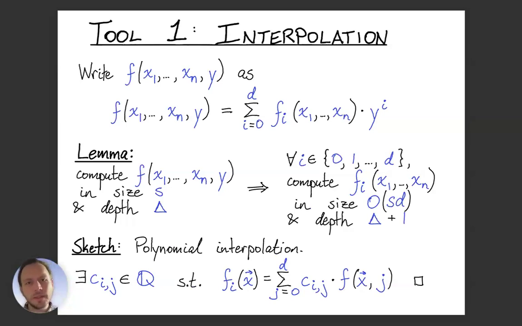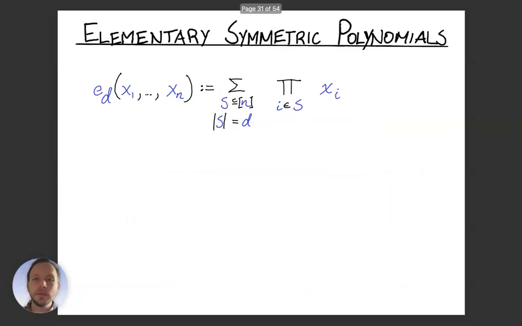Now, what can you do with this? Well, I want to give you an example of how you might apply interpolation, and in order to do that, I need to introduce one family of polynomials that plays a crucial role in our work. These are the elementary symmetric polynomials. These are polynomials in n variables of degree d. And what are they? Well, you sum over all size d subsets of the integers 1 through n. And for each subset, you pick up a monomial, which corresponds to the variables indexed by that subset.